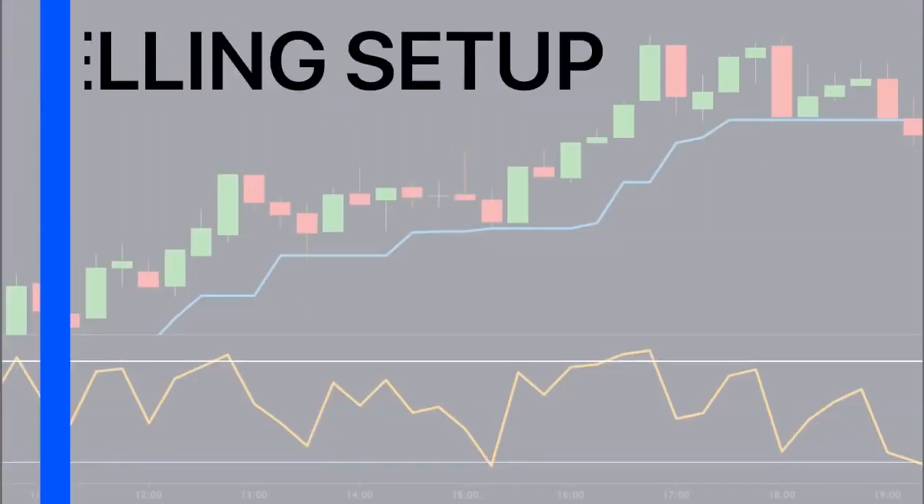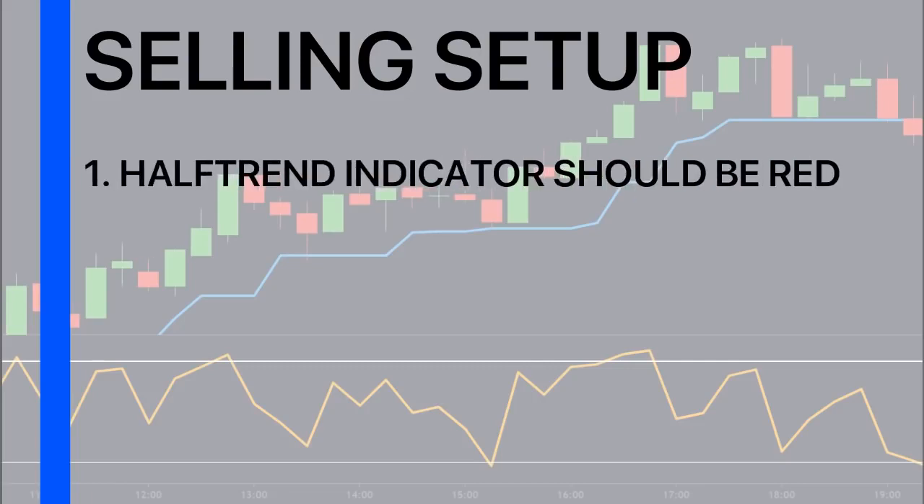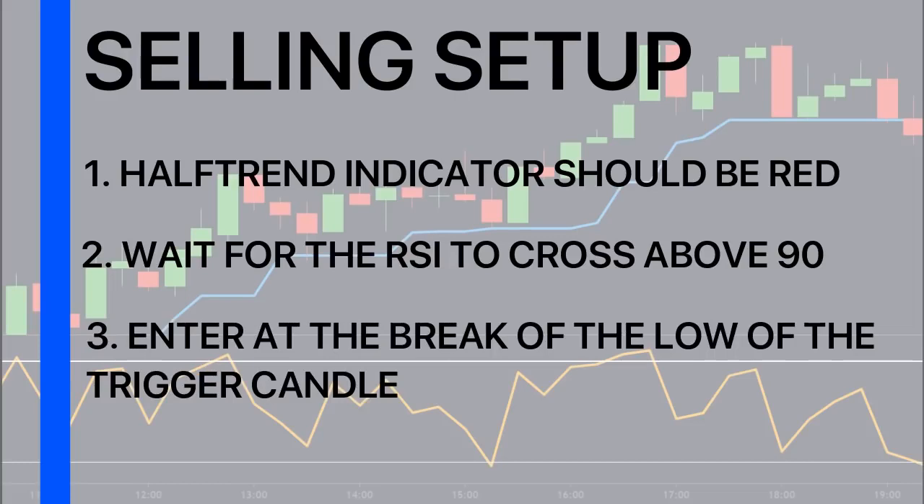Now let us look at the rules for selling. Rule number 1. The half-trend indicator should be red. Rule number 2. Wait for the RSI to cross above 90. Rule number 3. Enter at the break of the low of the trigger candle.